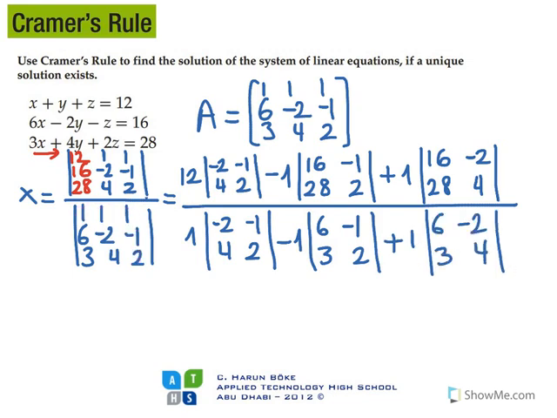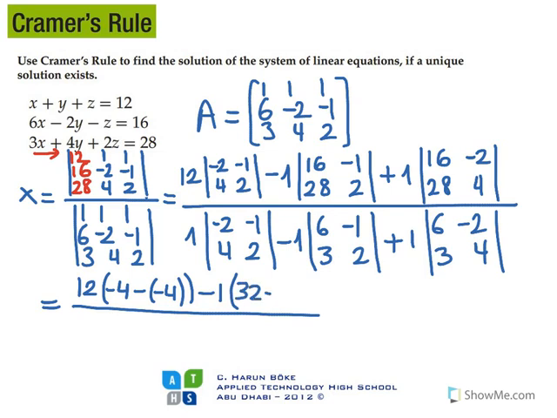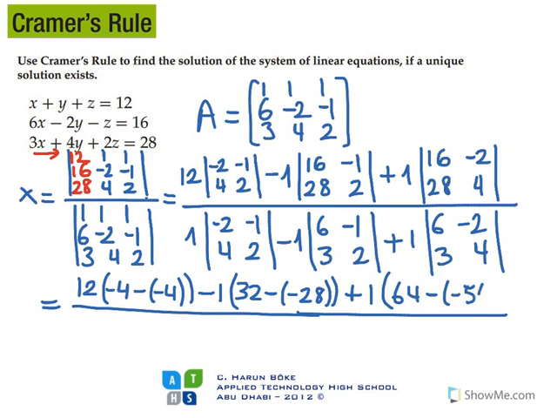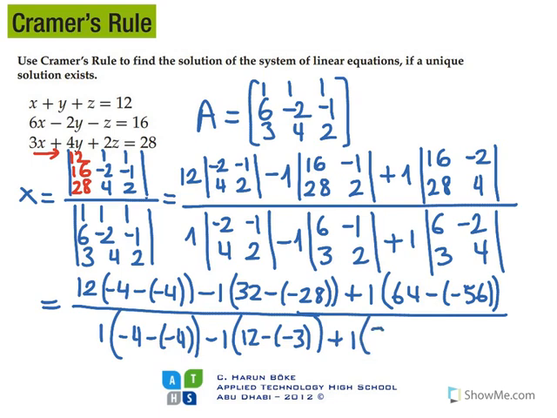Now we can calculate the determinants of 2 by 2. So it is 12 times minus 4 minus minus 4 for the first one, minus 1 times 32 minus minus 28, and for the last one it is plus 1 times 64 minus minus 56, and at the bottom it is 1 times minus 4 minus minus 4 minus 1 times 12 minus minus 3 plus 1 times 24 minus minus 6.